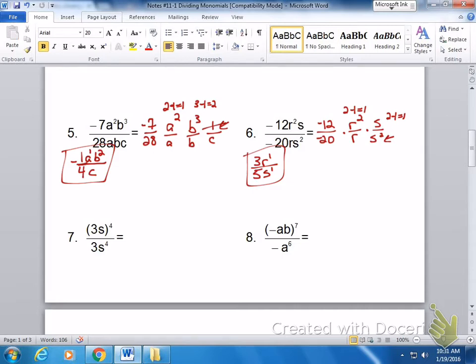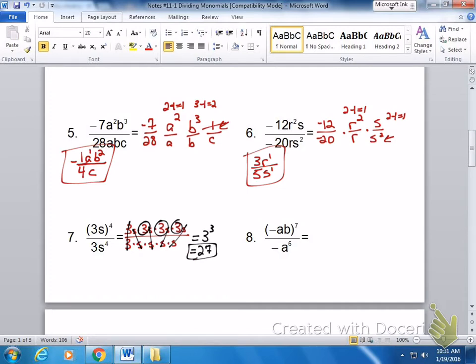Move down to number 7. Now, number 7 can be tricky because of the parentheses. This is really 3s times 3s times 3s times 3s over, in the bottom, it's only taking x to the 4th, so 3 times s times s times s times s. Now again here, guys, we can do some crossing out. These 3's cancel, these s's cancel, so do those, and those. So all I have left is 3 to the 3rd in the numerator, and 3 to the 3rd, 3 times 3 is 9, 3 times 9 is 27.